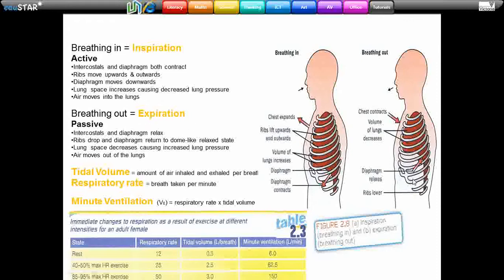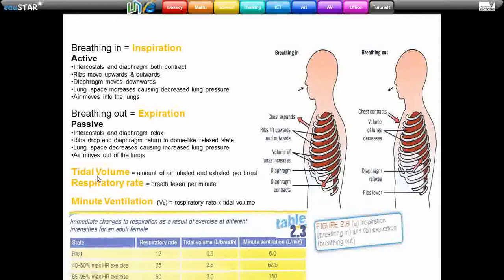When we breathe out, the opposite happens. So the diaphragm relaxes, which means that it gets bigger and takes up more space, and so all of that air is squeezed out of the lungs and pushed back up through the trachea, into the nasal passage, and out through the nose and mouth.